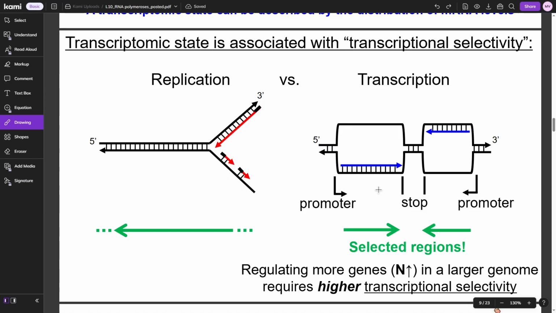This is just a nice way of saying transcription is selective, right? With DNA replication, we replicate the whole genome. But with transcription, we only transcribe certain genes.